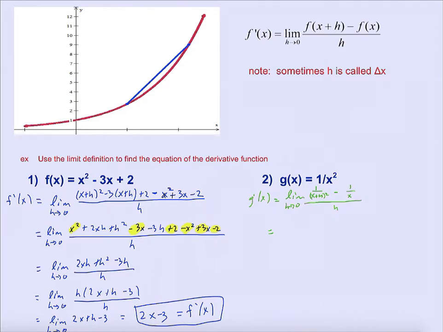I'm going to work on that numerator, making a common denominator there. So I'm going to need to multiply the first fraction up in the numerator by x squared over x squared, and the second one by x plus h squared over x plus h squared. I'm sorry, that should be x squared. All of that is over h. And remember, we're taking the limit of this whole big thing as h approaches 0.